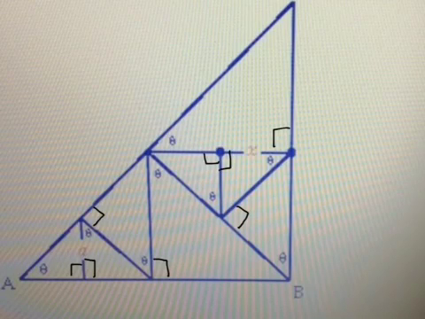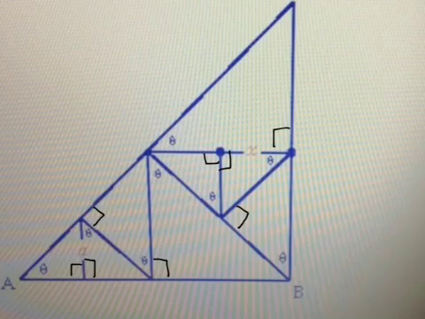Okay, in this problem, what we've got to do is to find some expression involving x and a and theta. They tell you that if the angles look like right angles, they are right angles. So that's what I've done here. I've just gone in and labeled all of the angles that look like right angles as right angles. There's a few in there, but that's good.